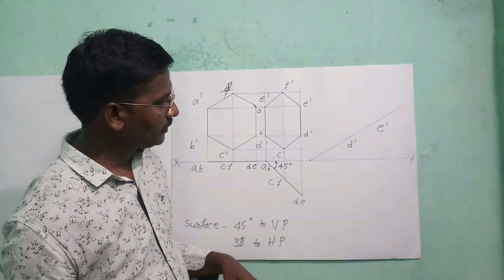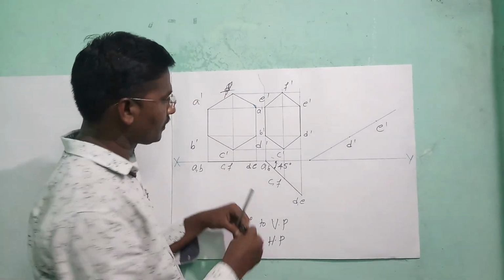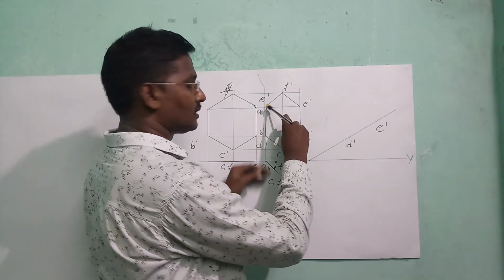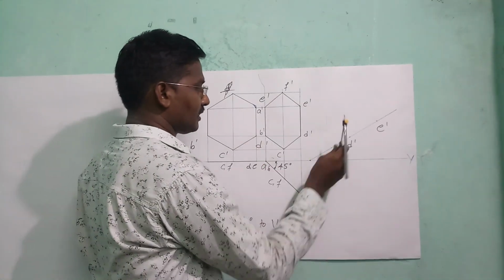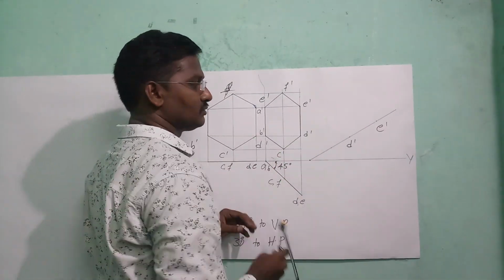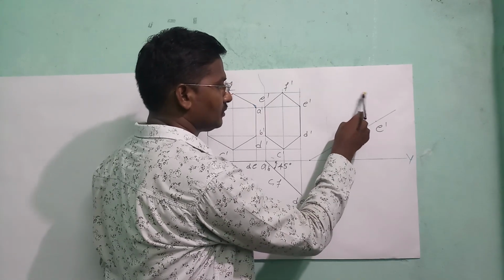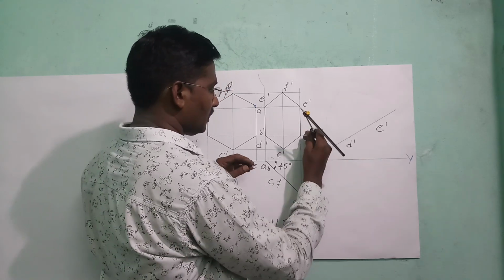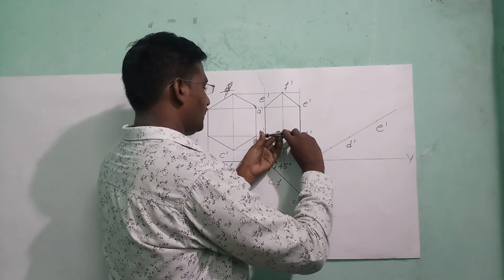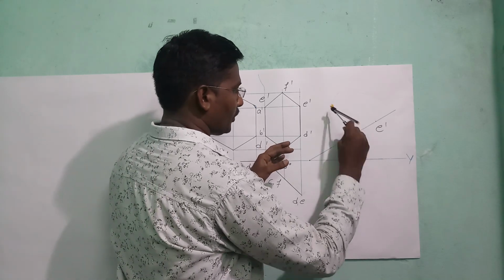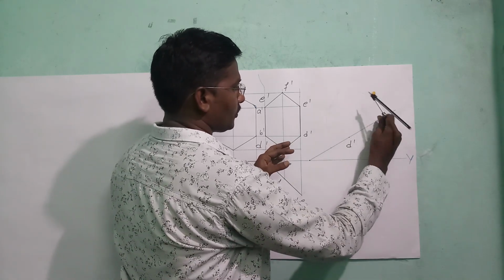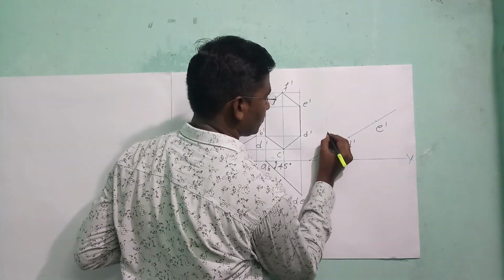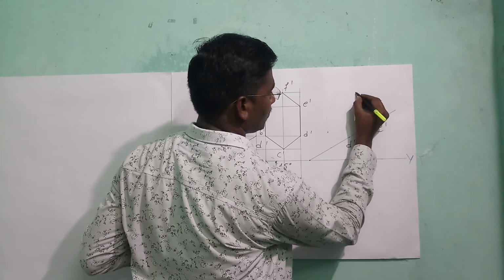Next, measure the distance D dash to A dash in the compass. The same distance will be from E dash to B dash. Now from the point D dash draw the arc, and from the point E dash draw the arc. Next, measure the distance D dash to B dash in the compass. Now from D dash cut this arc, and from E dash cut this arc. Now locate all the points here.